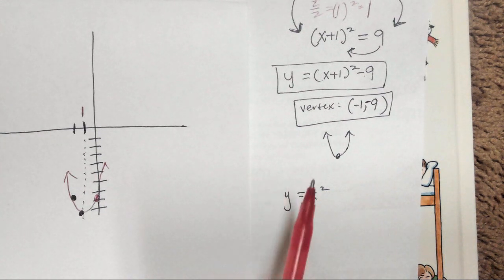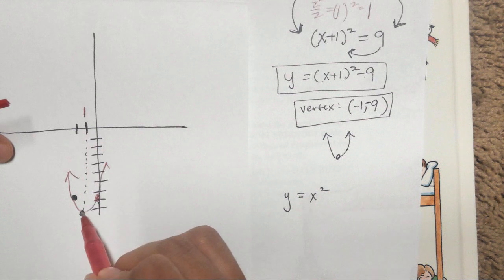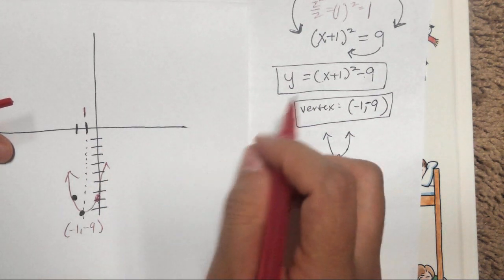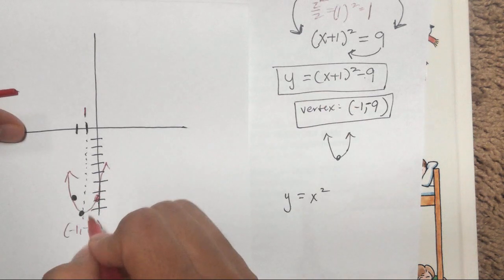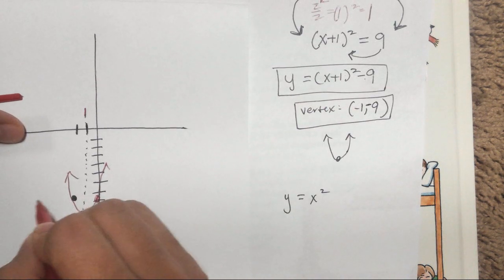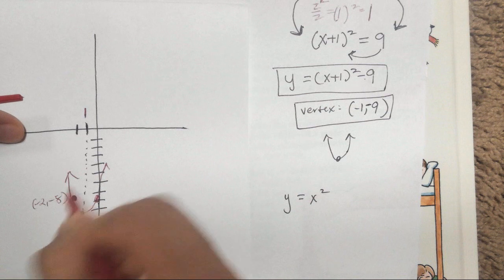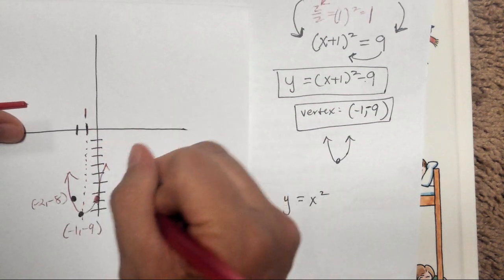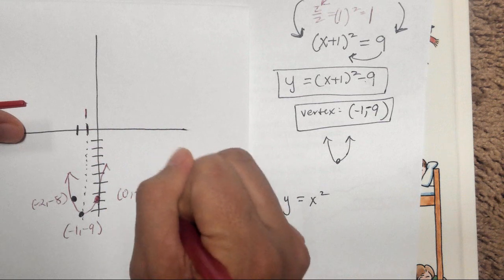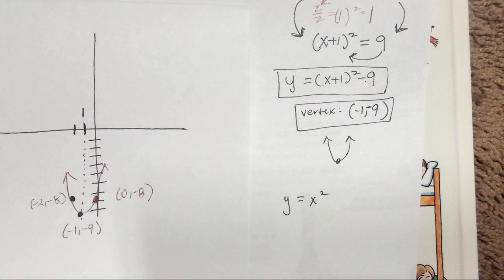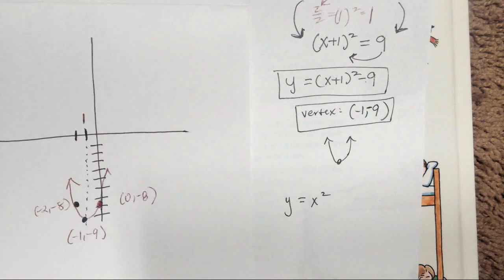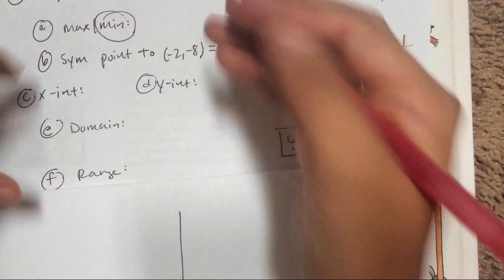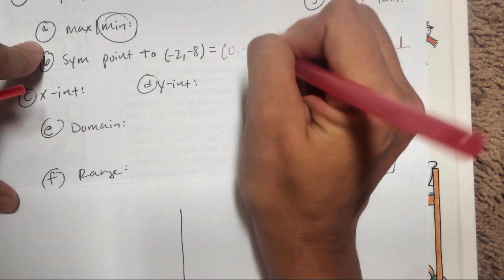So I graphed -1, -9 down here. This is -1, -9. And then they wanted symmetry to the point -2, -8. So that's this point right here. And since this graph opens up, you know my symmetry point is going to be on the other side. So that's 0, -8 right there. Sorry I goofed earlier. So my answer over here is going to be 0, -8.